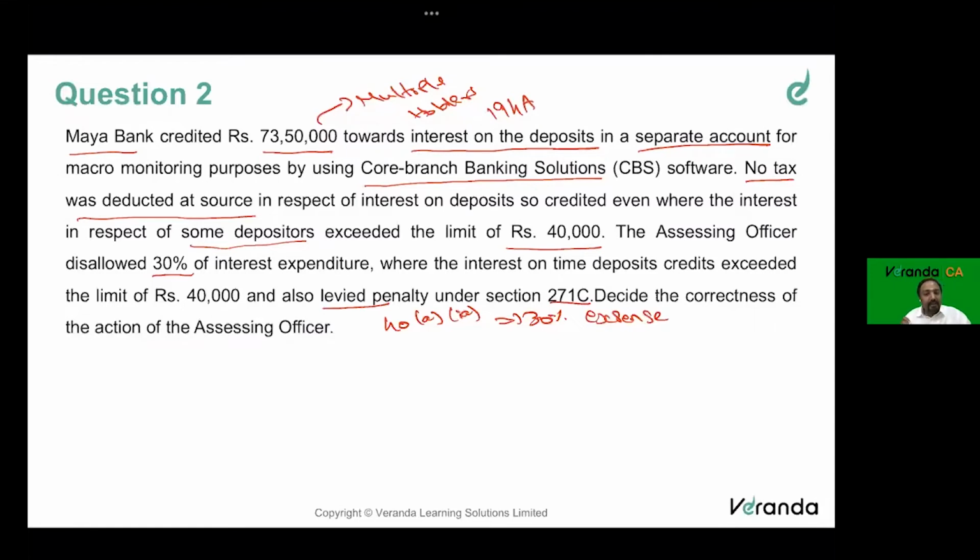As we said, with this core banking solution, if interest of more than 40,000 is being credited to an account holder, then TDS must have been deducted. Here, they are not mentioning that they are depositing the interest into the account holder's account. They're only saying a separate account for monitoring purposes by using CBS. So the question is not saying it is actually deposited to the account holder. So that's what we are going to understand. What are the provisions if it is not actually accounted to the account holder?